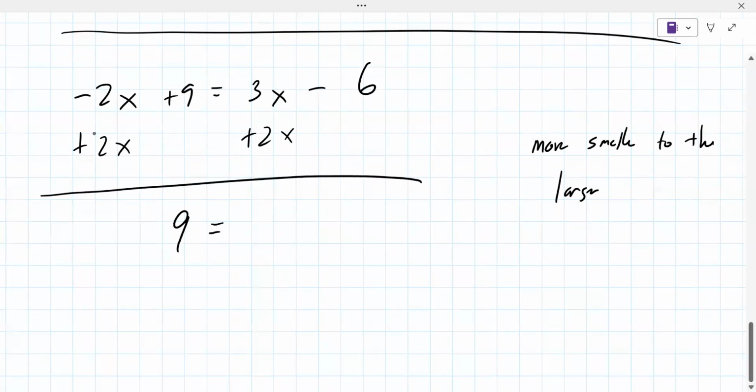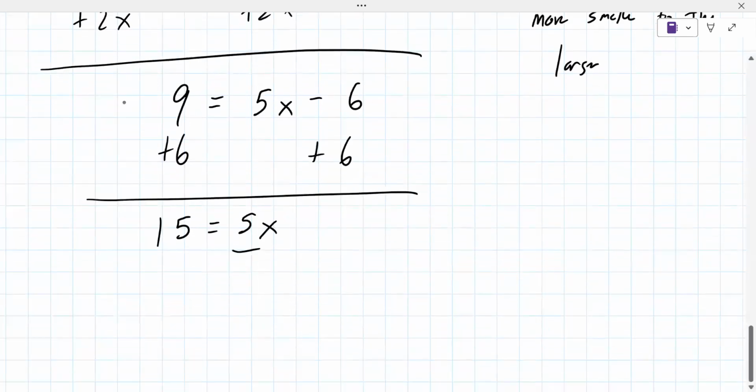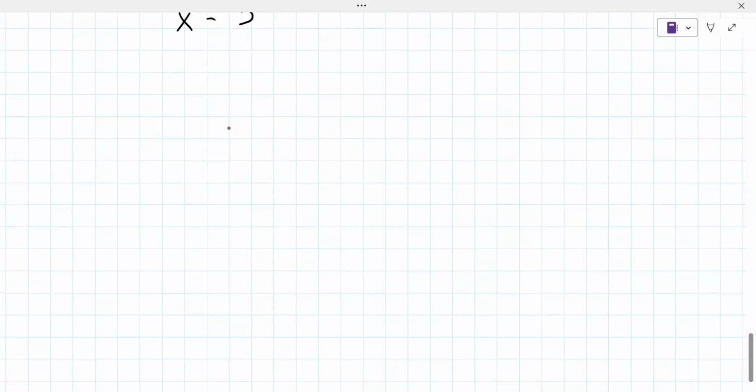All right, so 9 equals 5x minus 6. Add 6 to both sides. 15 equals 5x. And divide by 5 here. So x equals 3. That makes sense? Yes. Okay, so let me give you one to try here. Minus 4x plus 3 equals 2x minus 9.